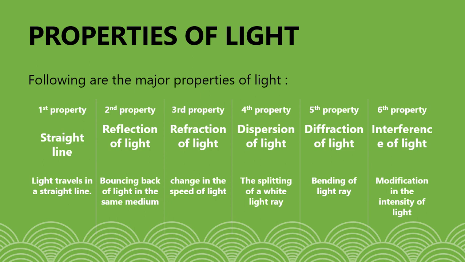The second property is reflection of light. Reflection of light is nothing but the bouncing back of light in the same medium. If the incident ray is in the air medium, then the reflected ray is also in the air medium. Hence, the bouncing of light happens in the same medium. The next property is refraction of light.